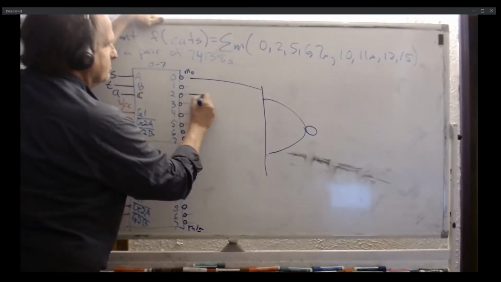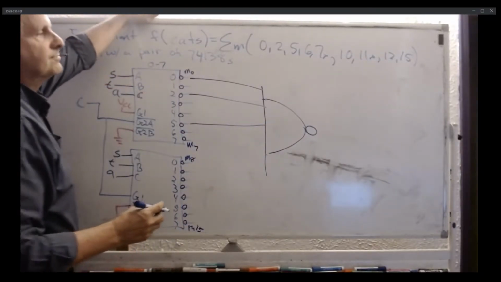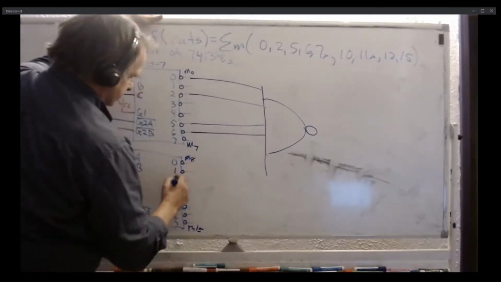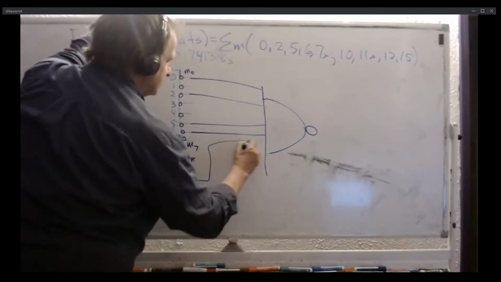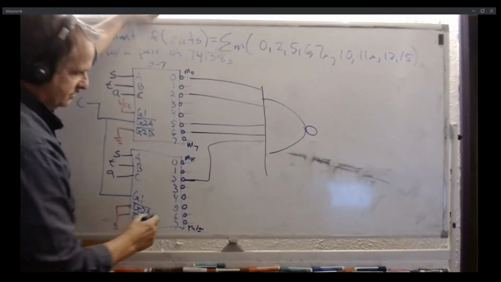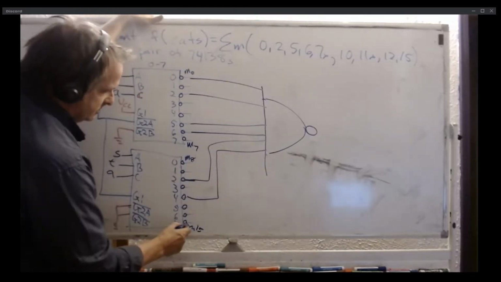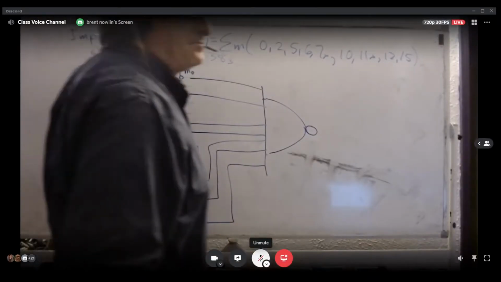2 and 5. And keep going, Kylie. 6 and then 10, which is going to be 2. This guy, right? Yep. This guy? Yep. And then 12, which is 4. And then 15, which is 7, right? Yep.